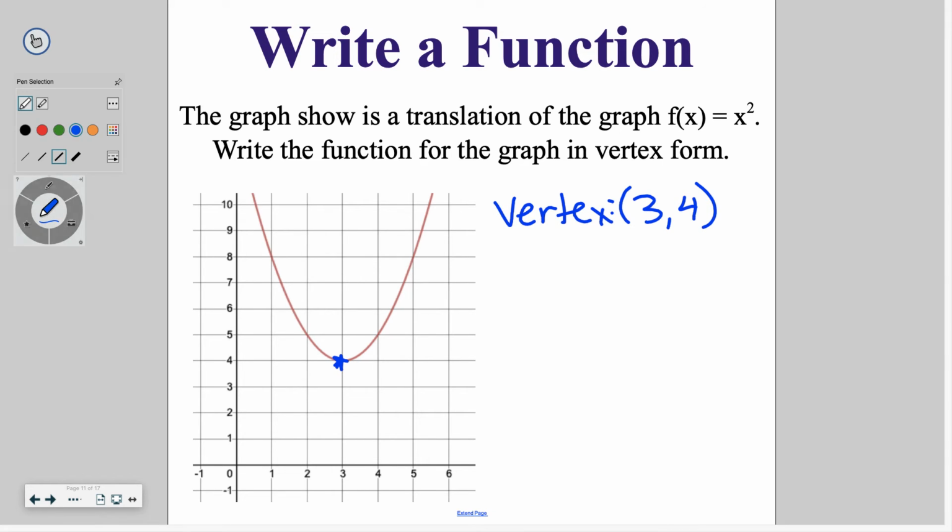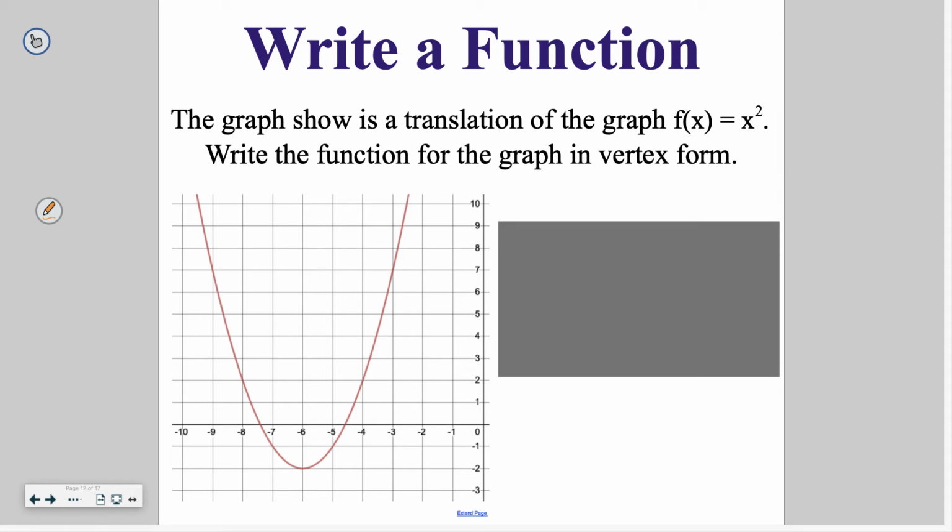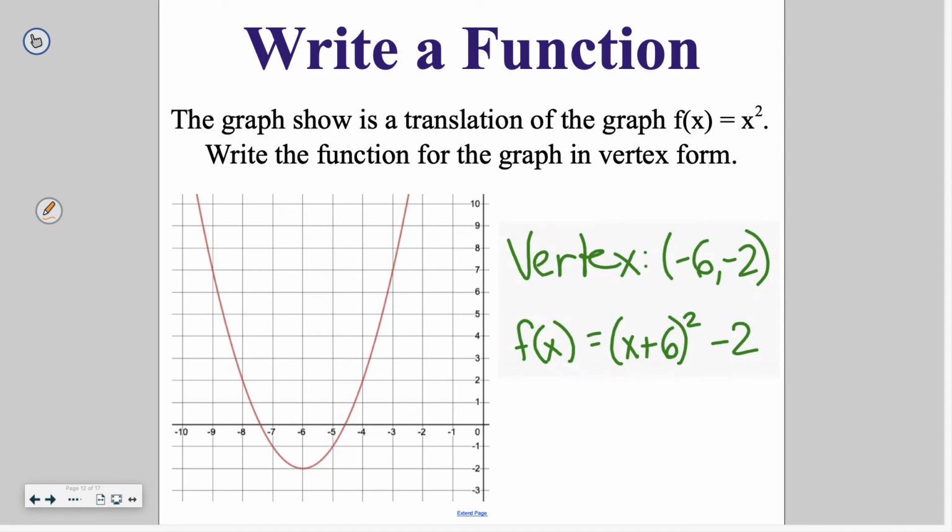So I'm going to go ahead and plug it into my equation then, and I'm going to say f of x is equal to, we don't have an a value because it's just a translation, so I'm going to say x minus 3 squared, plugging that h value into its correct spot, and then plus 4, plugging that k value into its spot. Go ahead and find the equation for this translation on your own. Pulling out, your vertex is at -6, -2. Plugging into the equation, you end up with x plus 6 in parentheses squared minus 2.